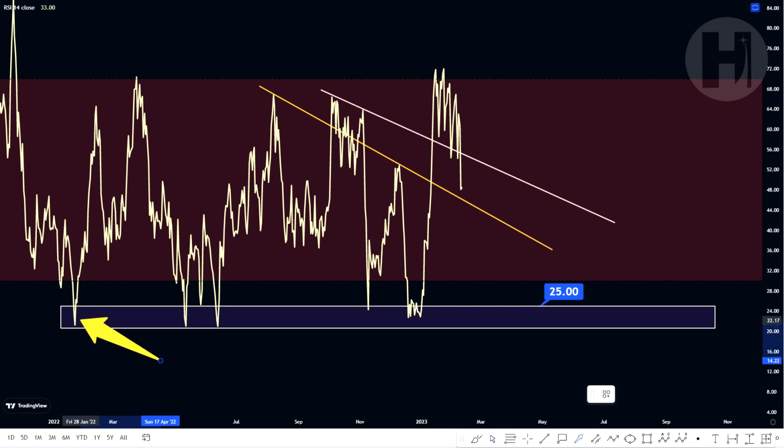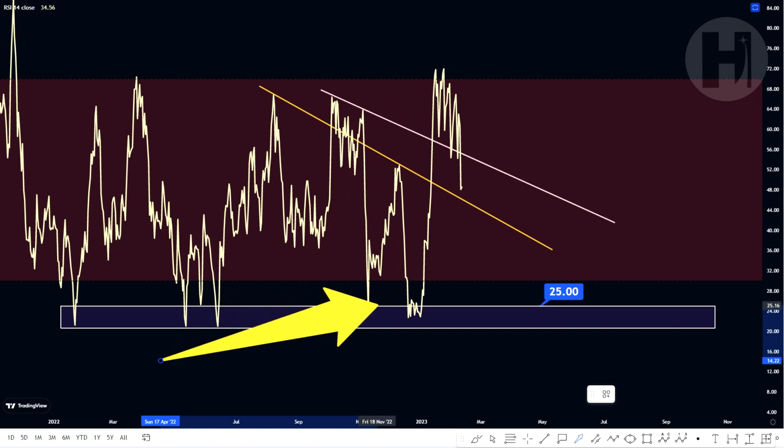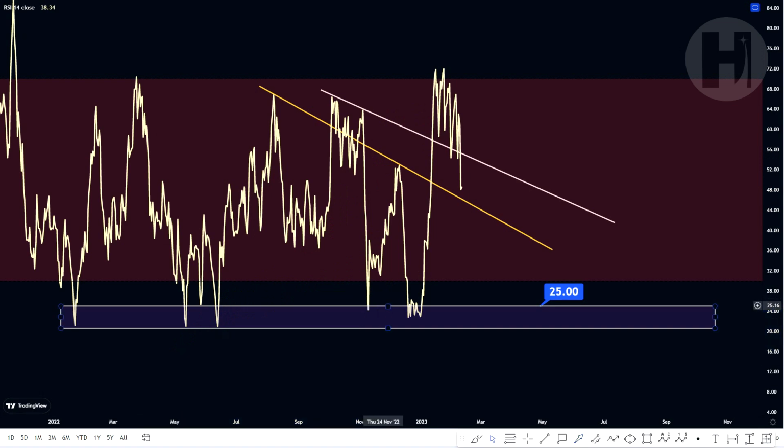Every time we were there since January of 2022, we had a strong move to the upside. Every time, without a doubt. So if you want to make some short-term money or mid-term money, or even you're buying for the long term, this here is an incredible buying opportunity.